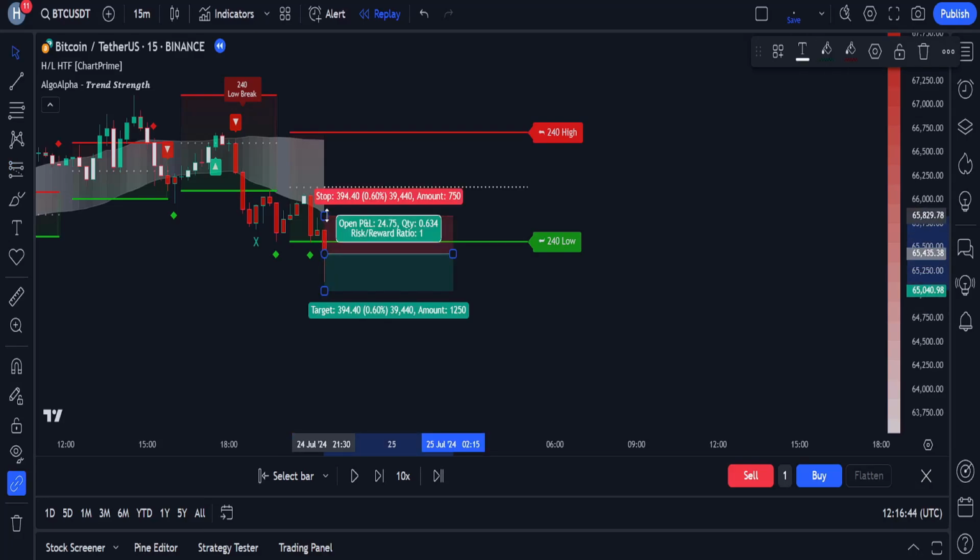The stop loss is going to go right above the most recent swing high, and the take profit is going to be 1.5 times the risk.